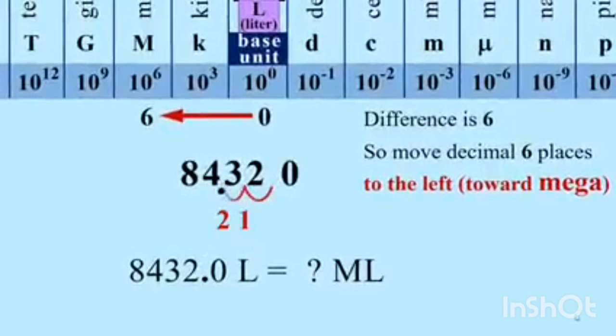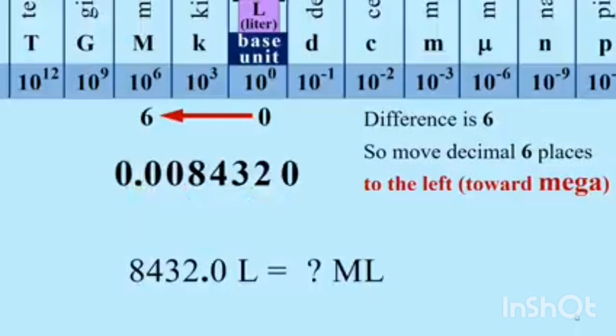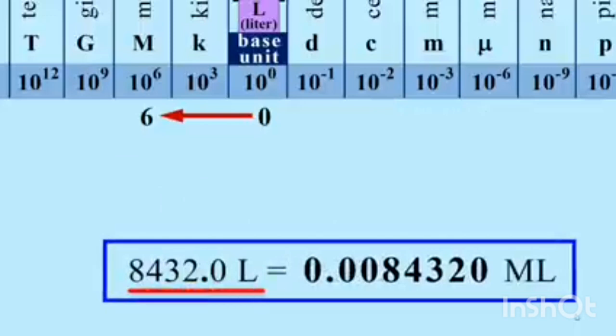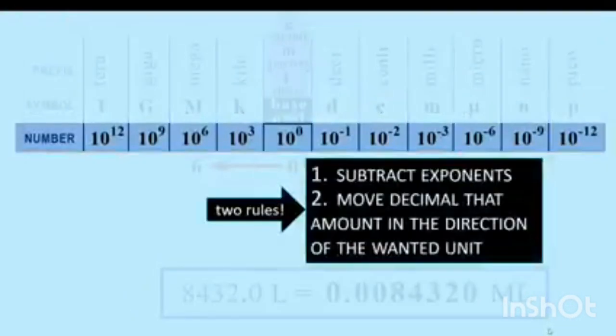The decimal is moved 6 places to the left. Blanks are filled with zeros. By convention, we add 0 before the decimal. 8,432.0 liters is equal to 0.0084320 megaliters. All you need is this chart and the 2 rules. Subtract exponents and move the decimal that amount in the direction of the wanted unit. If you want the chart, it is linked in the description below.